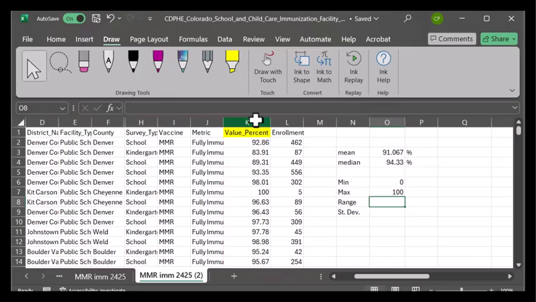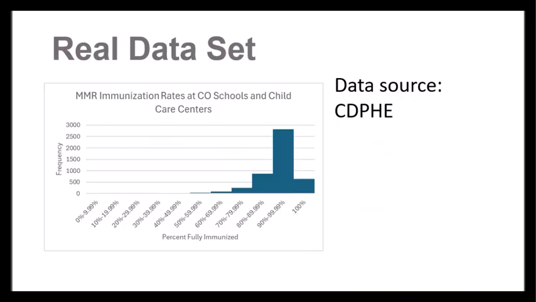The range here would be 100, but I would be calculating that with equals, and then I can click on the box containing my max, minus, click on the box containing my min, or just do 100 minus 0 in this case. So the range of values is 100%, but this doesn't really represent the general spread of most schools. Most of the schools have percentages, visually speaking, we're seeing the bulk of the data between about 80% and 100%.